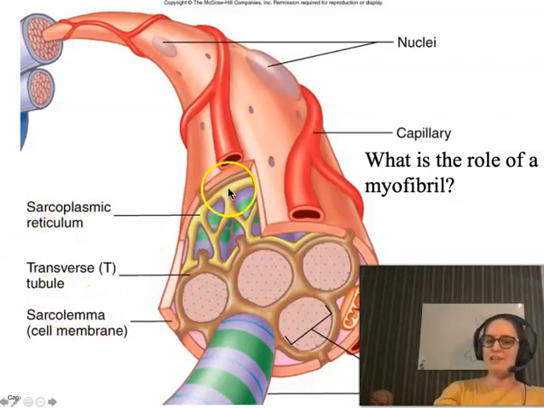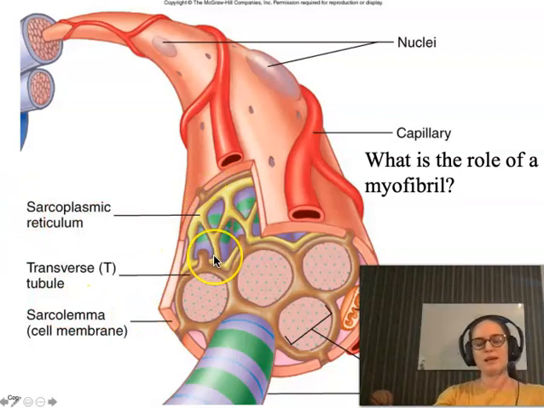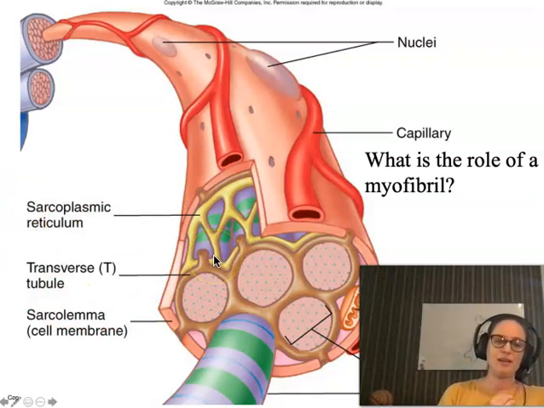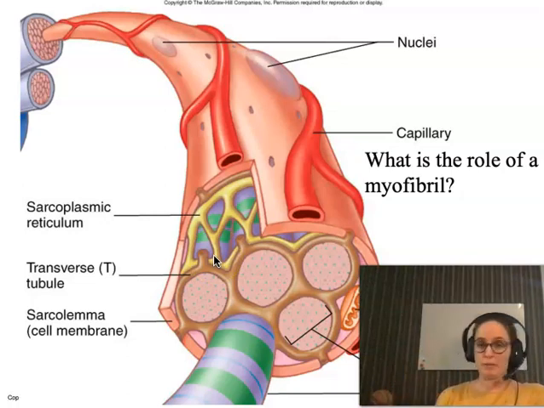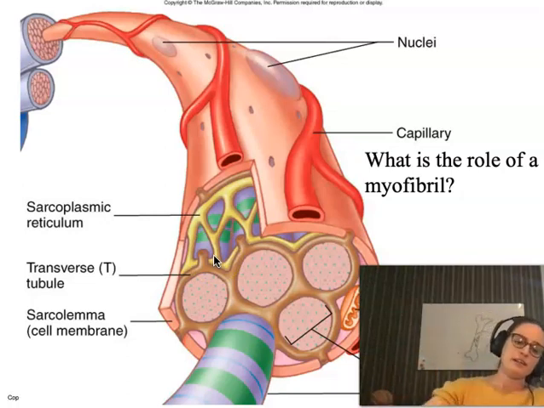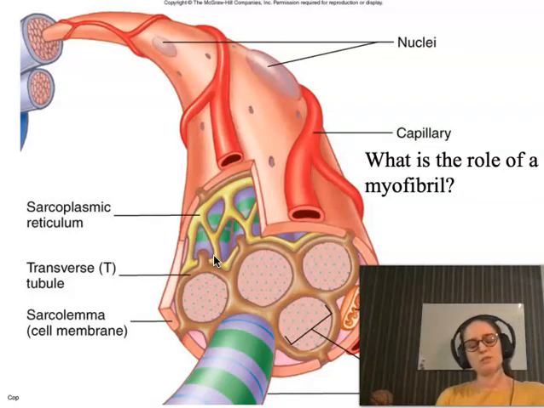And then instead of an endoplasmic reticulum, this sort of membranous organelle that in other cells would have those metabolic functions, here, instead, it's going to have a storage function, and because it's so specialized, we're going to call it sarcoplasmic reticulum.